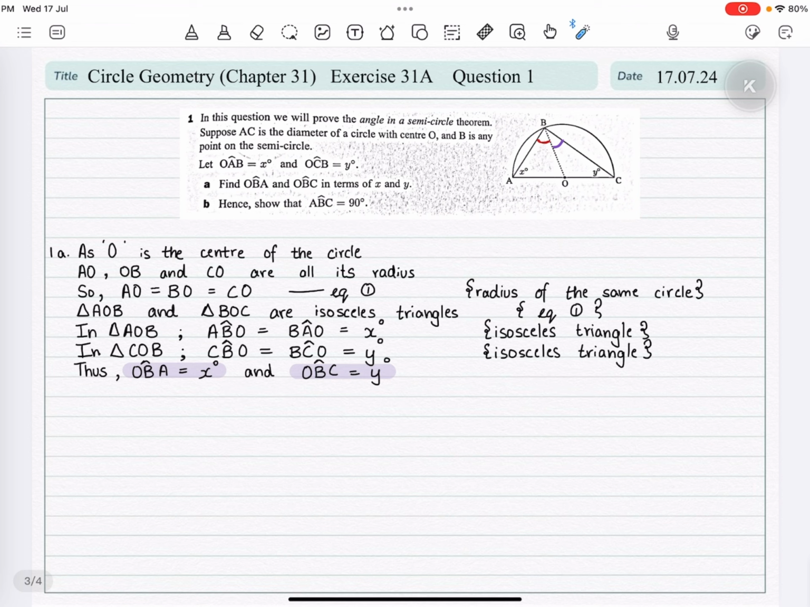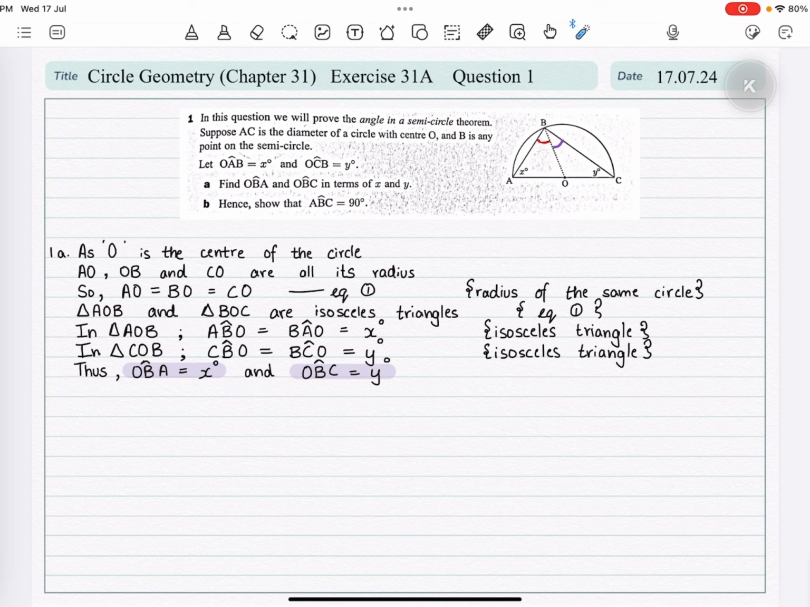For the second sub question, we will look at the whole triangle, because we have to find angle ABC. For finding this angle, we have to consider the whole triangle ABC. When we consider that, this angle is x and this angle is y, this angle is x and this angle is y. So we can probably sum them up or make it into an equation so that we solve them and get the value of x and y, and at the end solve for this angle.